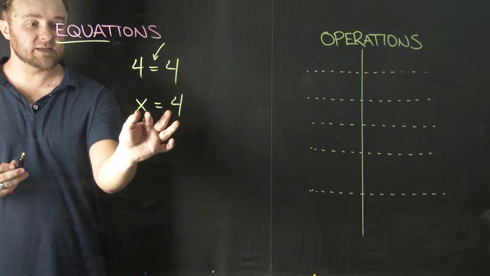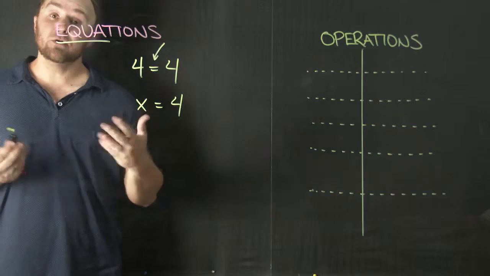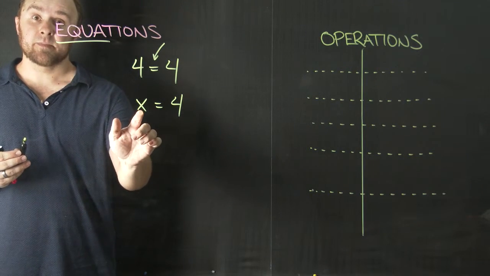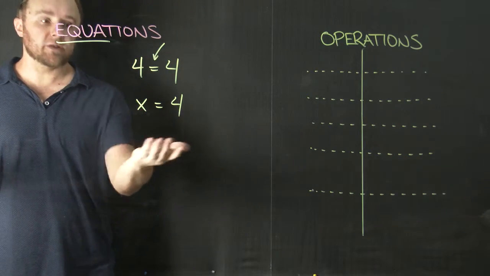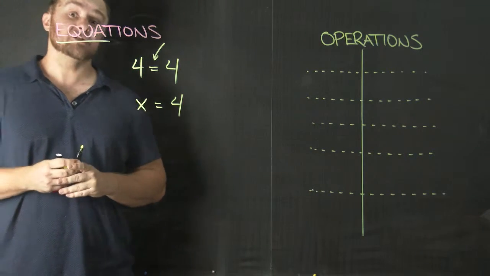That's saying whatever is on this side of the equal sign is the exact same value or quantity as what's on this side. So if you knew that Mr. Rao had x goats and you were given that x equals 4, you would know that I have 4 goats. Same exact principle. We can also do operations to equations though.